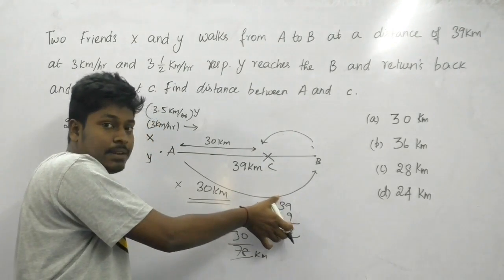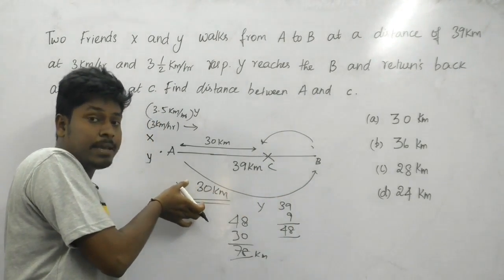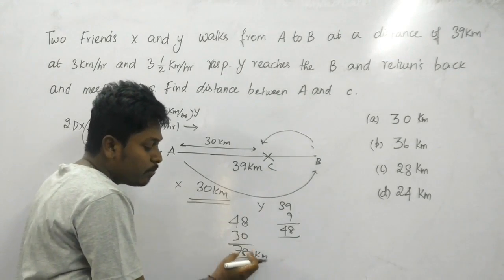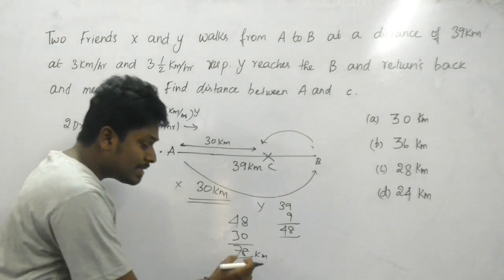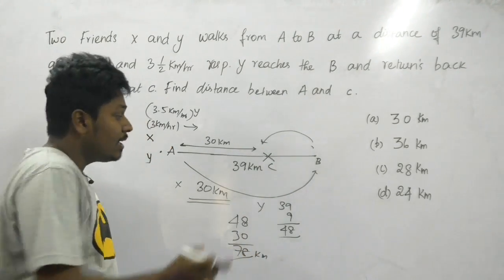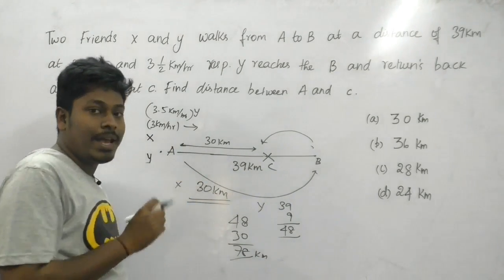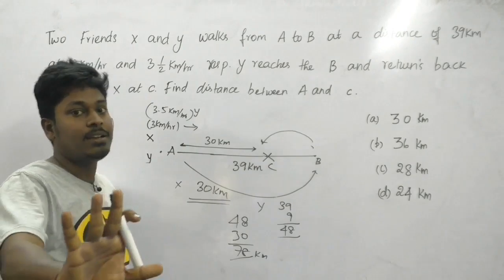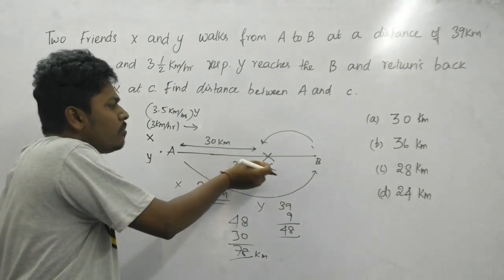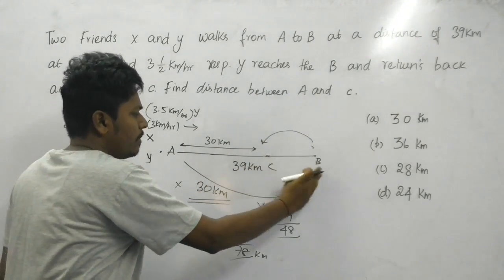Understood? This is the distance traveled by Y and this is the distance traveled by X. So the overall distance traveled by both of them is 78 kilometers. This 78 kilometers shows that, as the overall distance is 39 kilometers, both X and Y are covering double the distance. Understood one concept? I am not talking about 30, you can go for 20 kilometers.